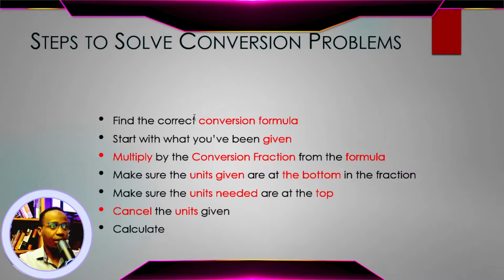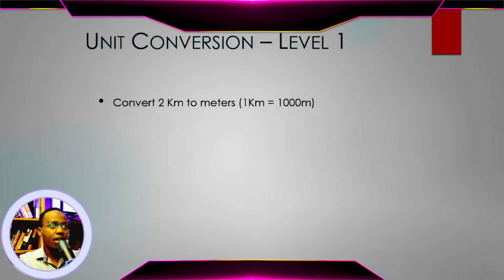And we found the correct conversion formula, right? So that's the conversion formula that I gave you. 1 kilometer is equal to 1,000 meters. That's a conversion formula. Step 2 is start by writing down what you've been given. So what's given here is 2 kilometers. Start by writing down what you've been given.